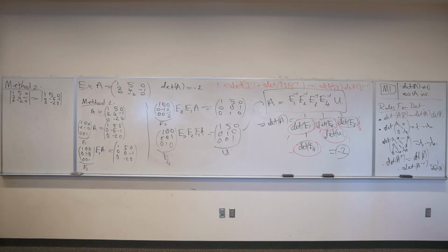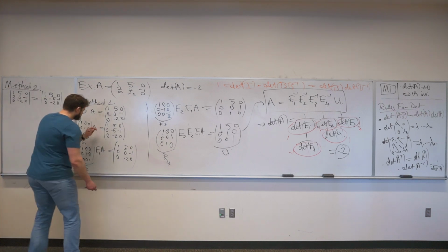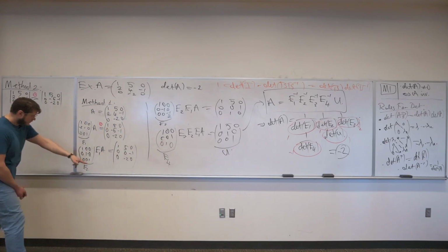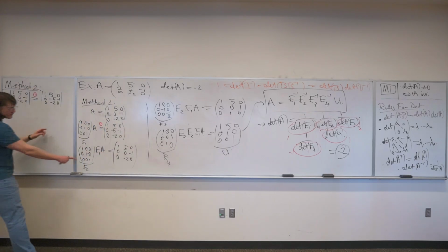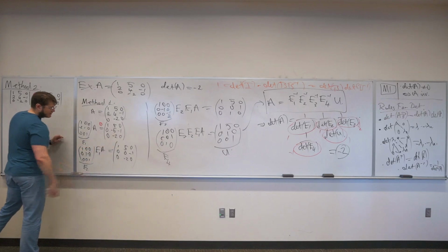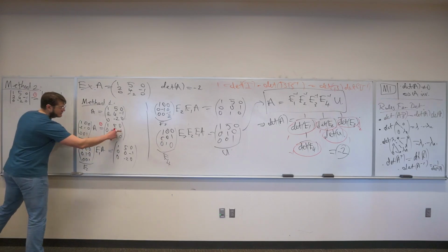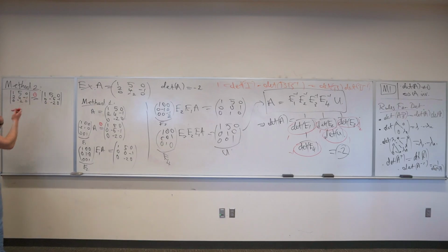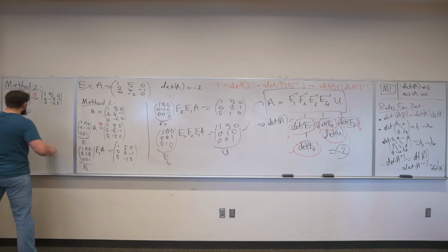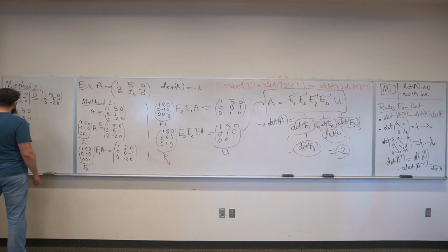So maybe I should mark these. So this is this step. Now I keep going. To go from here to there, what I did was I took this and subtracted 3 times it from the second row. Again, determinant is not going to change. Zero, 0, minus 1.